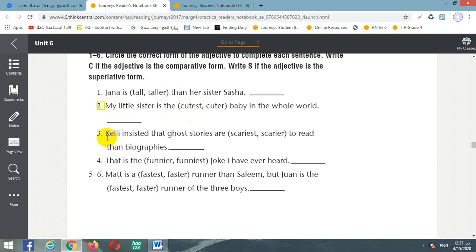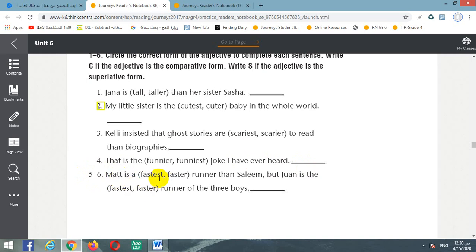Number 3. Kelly insisted that ghost stories are scarier to read than biographies. So here we have than, so it's comparative. So write down C and use scarier with er. Why er? Because it's comparative and we have than. Number 4. That is the funniest joke I have ever heard. Here we have the word the. So it's superlative, funniest. So the correct answer is funniest, with est, because we have the, and it's an S because it's superlative.